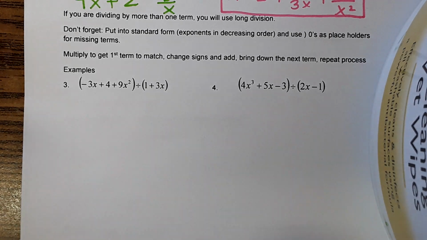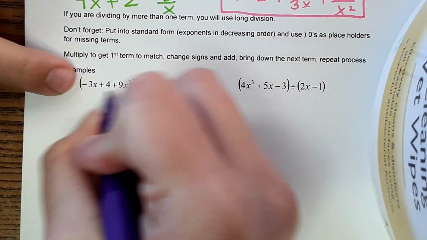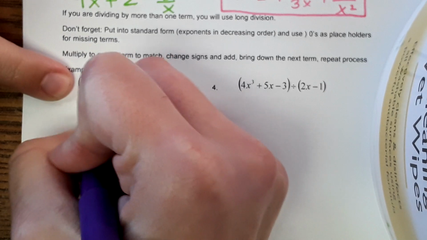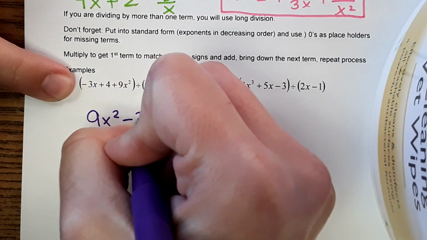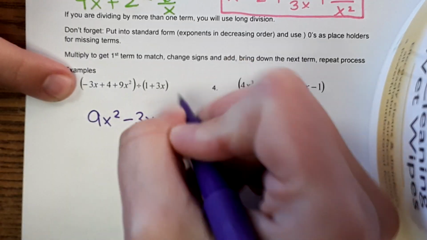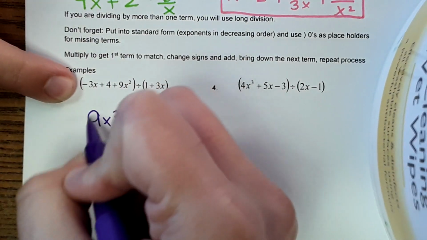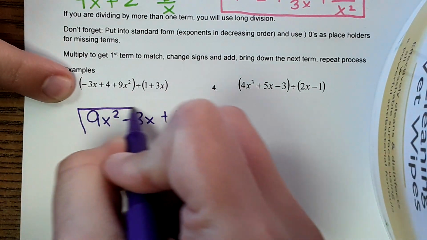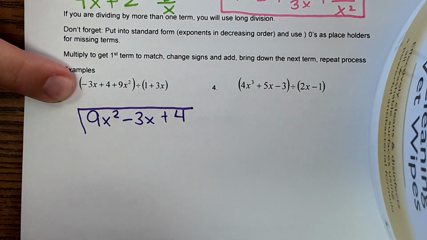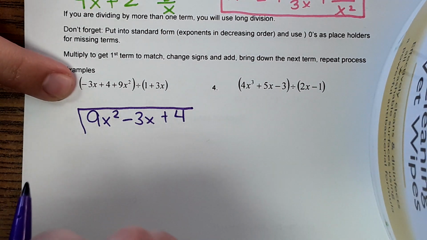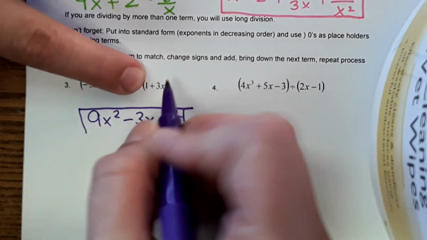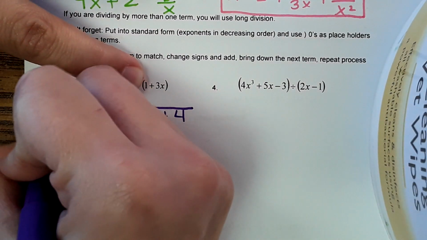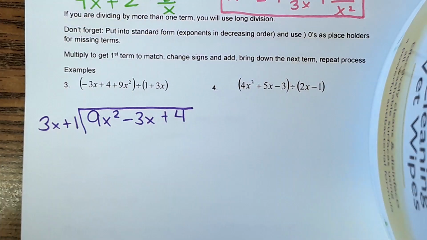So as far as the setup, we're going to set this up like long division. So this right here, I'm going to say, okay, this is 9x squared minus 3x plus 4. So I just rearranged it so that way it's in the correct order. And then I'm going to divide by this term, which I also have to put in standard form like this.